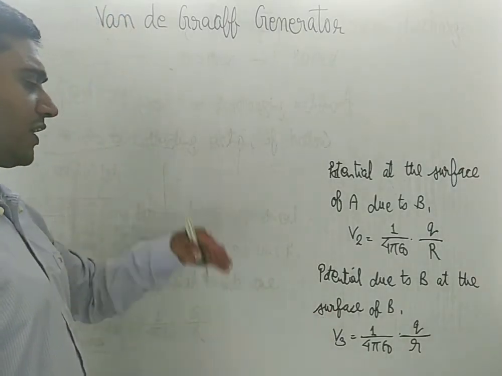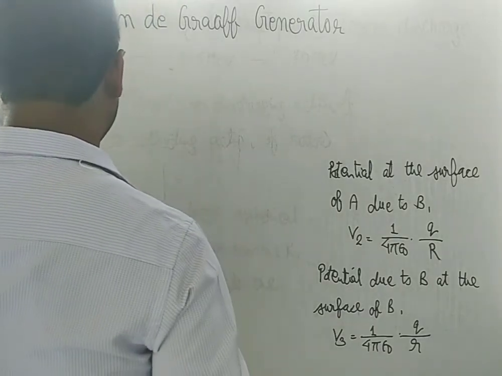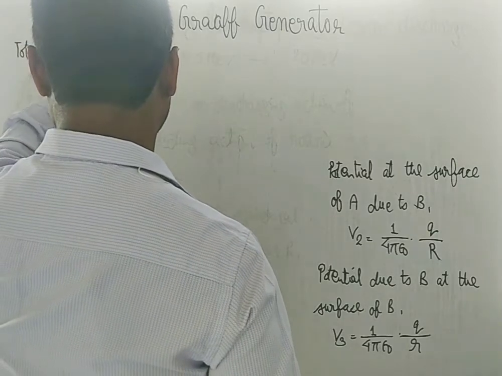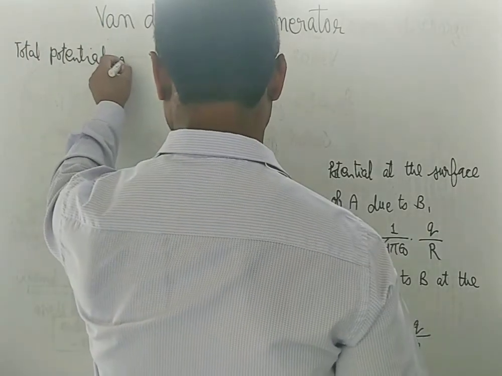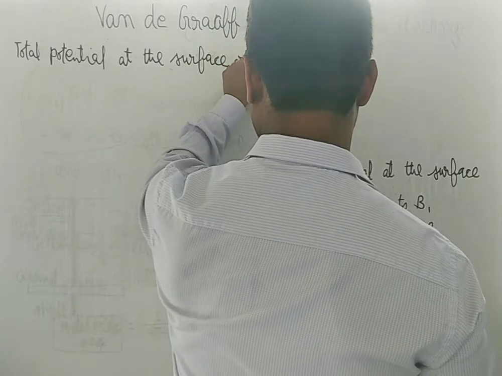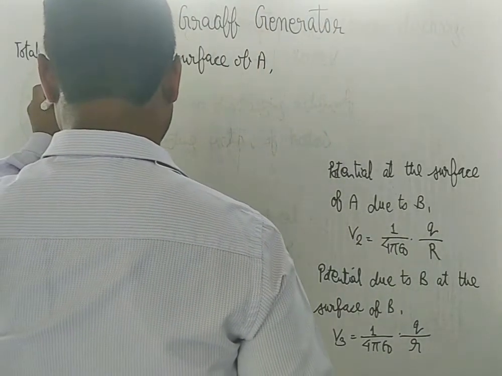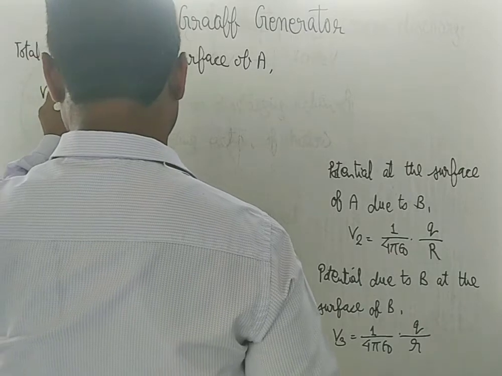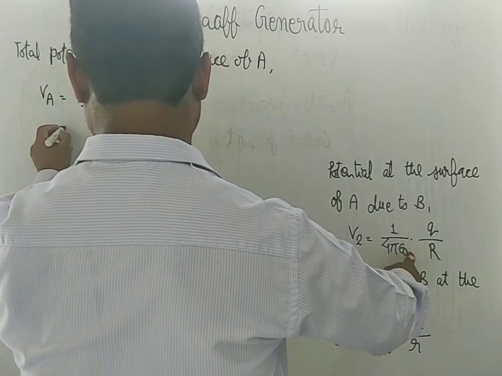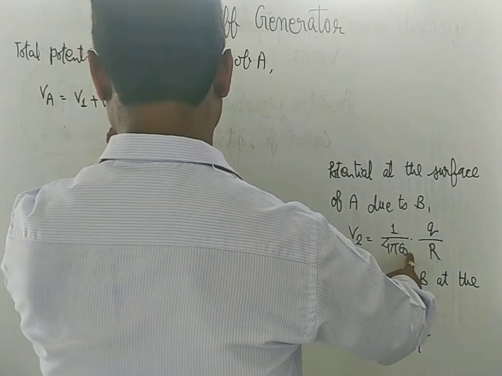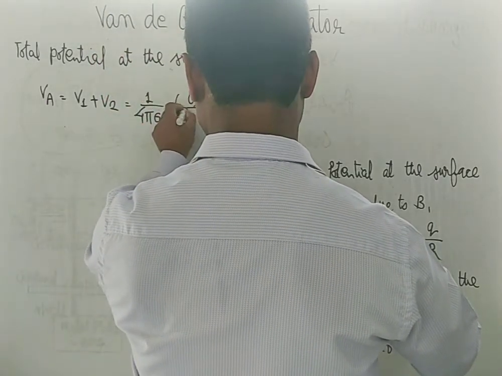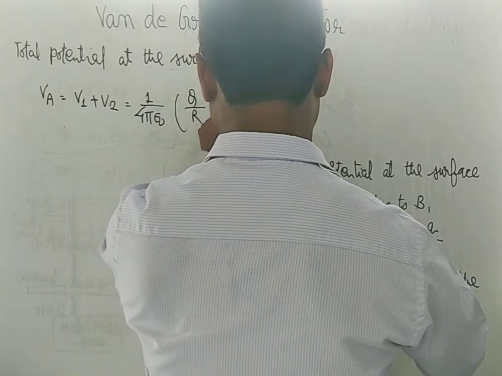Okay, now hereafter we calculate the total potential. So we write the total potential at the surface of A, let me call it V1, and this is equal to V1 plus V2. So here we had 1 upon 4 pi epsilon naught, this was the common term. Now here it was Q by R plus small q by capital R.